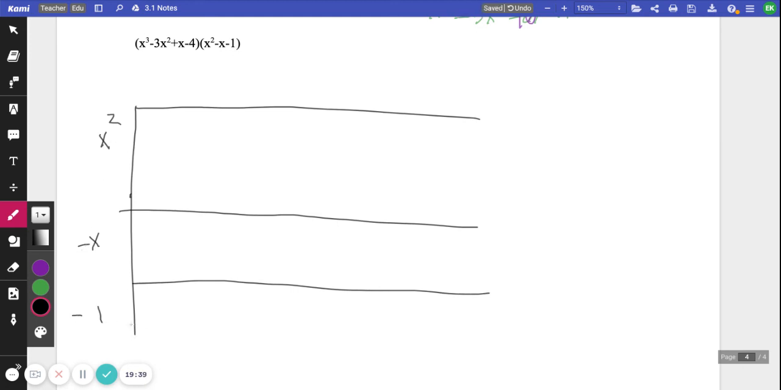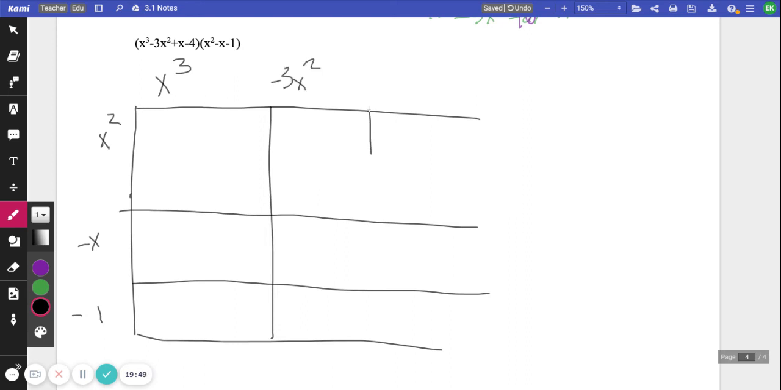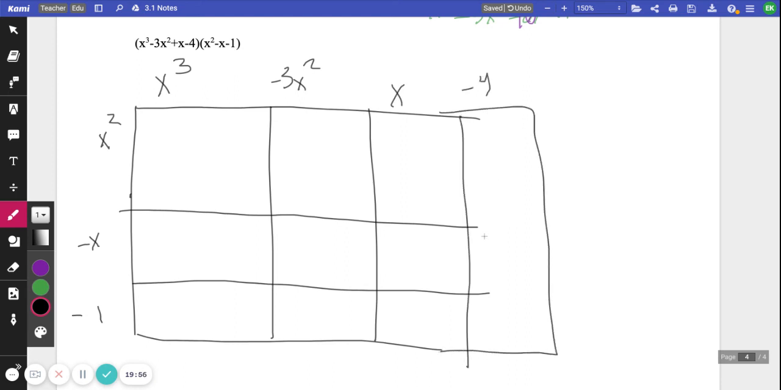So we have x squared minus x minus 1. And over here, we have x cubed is the length on this one, minus 3x squared plus x, and then minus 4. Okay, let's multiply them all out. Ooh, this is going to be huge. X cubed times x squared is x to the 5th. X squared times negative 3x squared is negative 3x to the 4th. X squared times x is x cubed. X squared times negative 4, negative 4x squared.